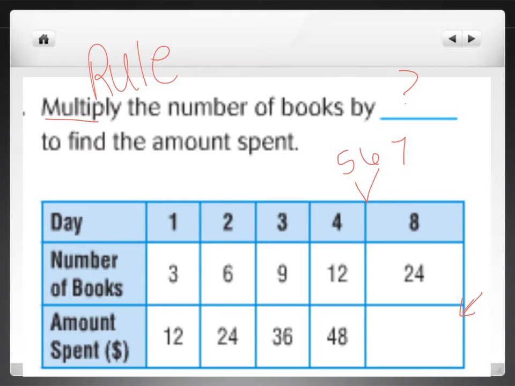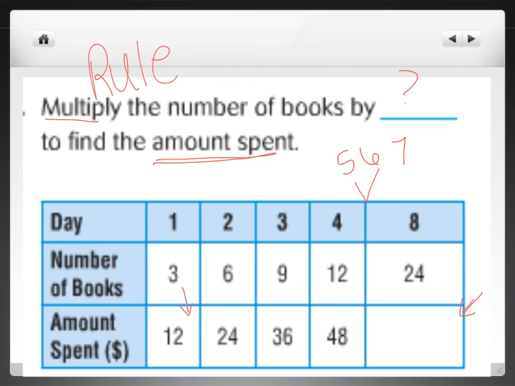Alright, next let's try to find what our rule is. So the problem is asking us to find the amount spent by multiplying the number of books by a number that we haven't figured out yet to find the amount spent. So we need to be looking at the relationship between the number of books and the amount spent. So I'm going to look here. How do I get 3 to 12?